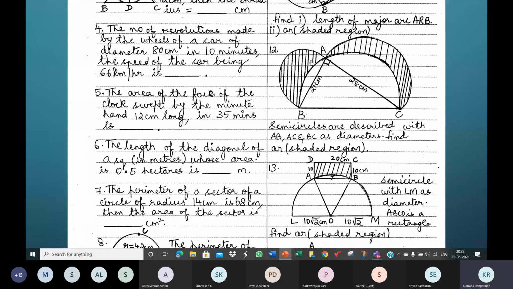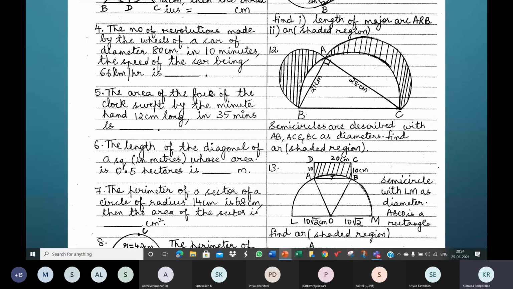So this is one way of doing it. The area of the whole thing is the area of the triangle plus the area of the two semicircles with AB and AC as diameters. Step one, find the area of the triangle. Step two, find the area of this semicircle, half pi r square. Step three, find the area of this semicircle, again half pi r square, but the radius is different. Add these three and you get the area of the total figure. Then find the area of the semicircle with BC as diameter and subtract it from the area of the entire figure.